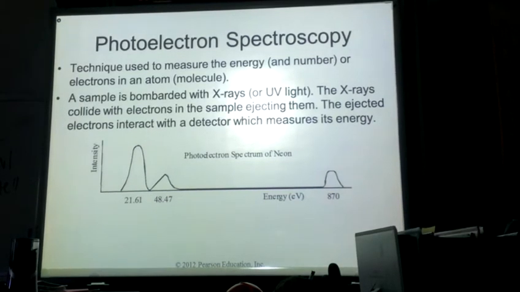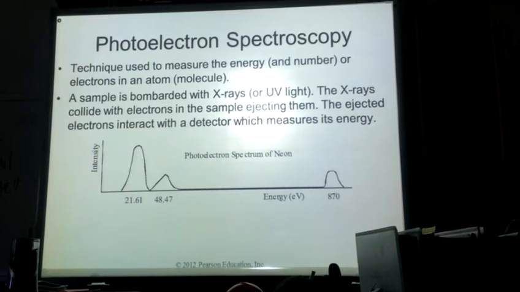We take a sample of a certain element, of any type of isotope, and we bombard that sample with X-rays. Or we've also been able to do this with UV light, but X-rays work a lot better. So I bombard this sample, and specifically this is for neon. So I take neon, I bombard that with X-rays. What happens is the X-rays collide with the electrons that are in neon or in whatever sample that we have. And it makes the electrons become so excited that they end up becoming ejected from that sample.